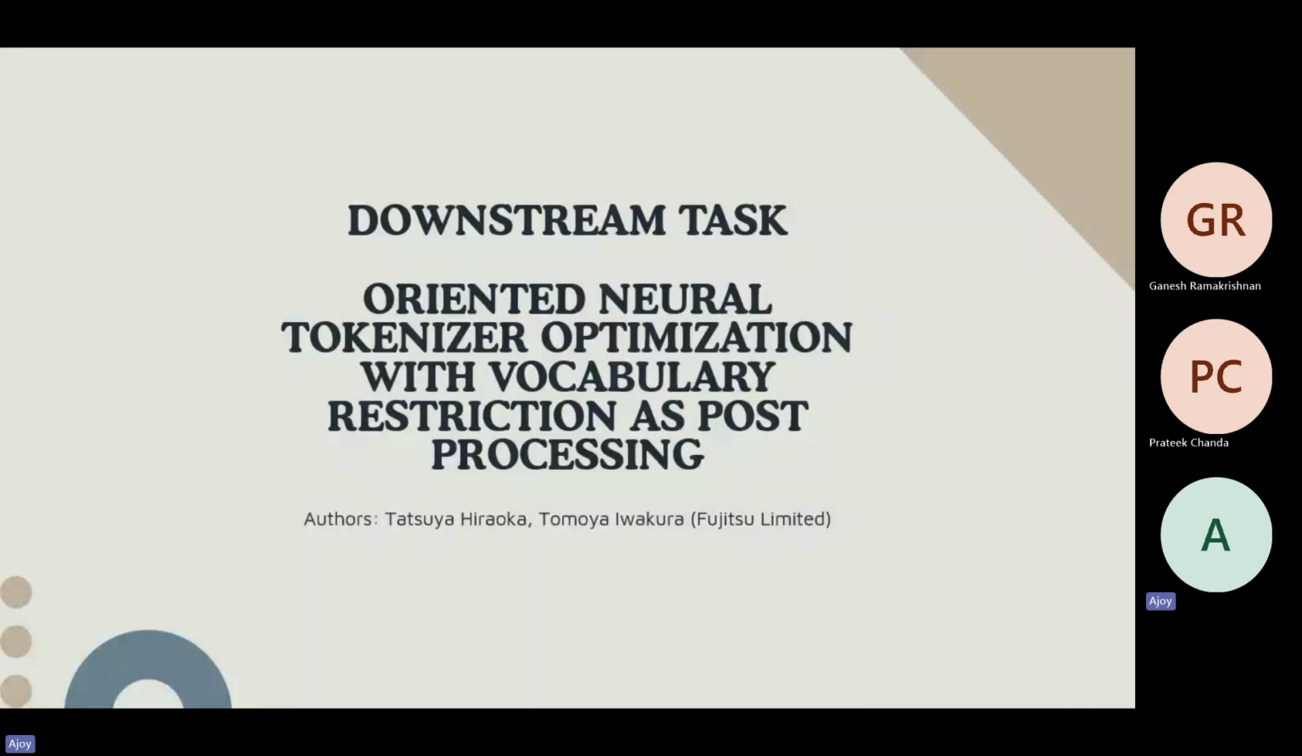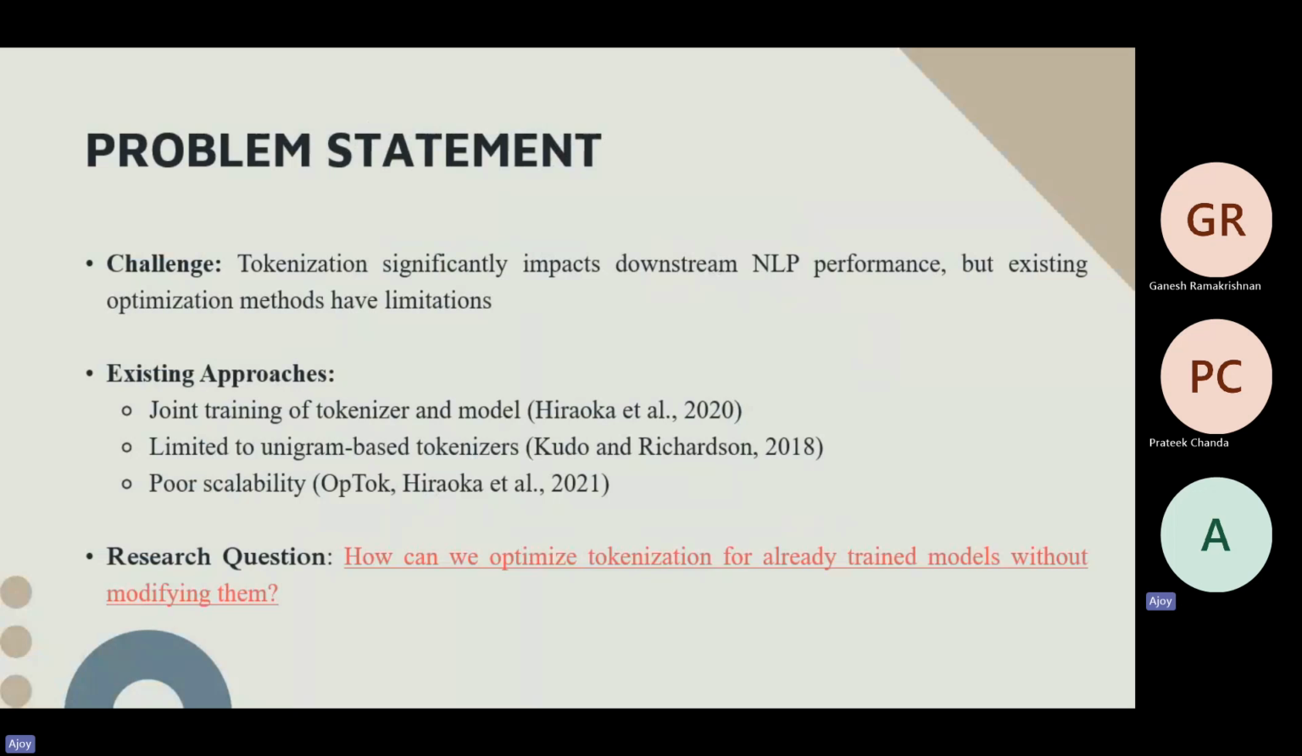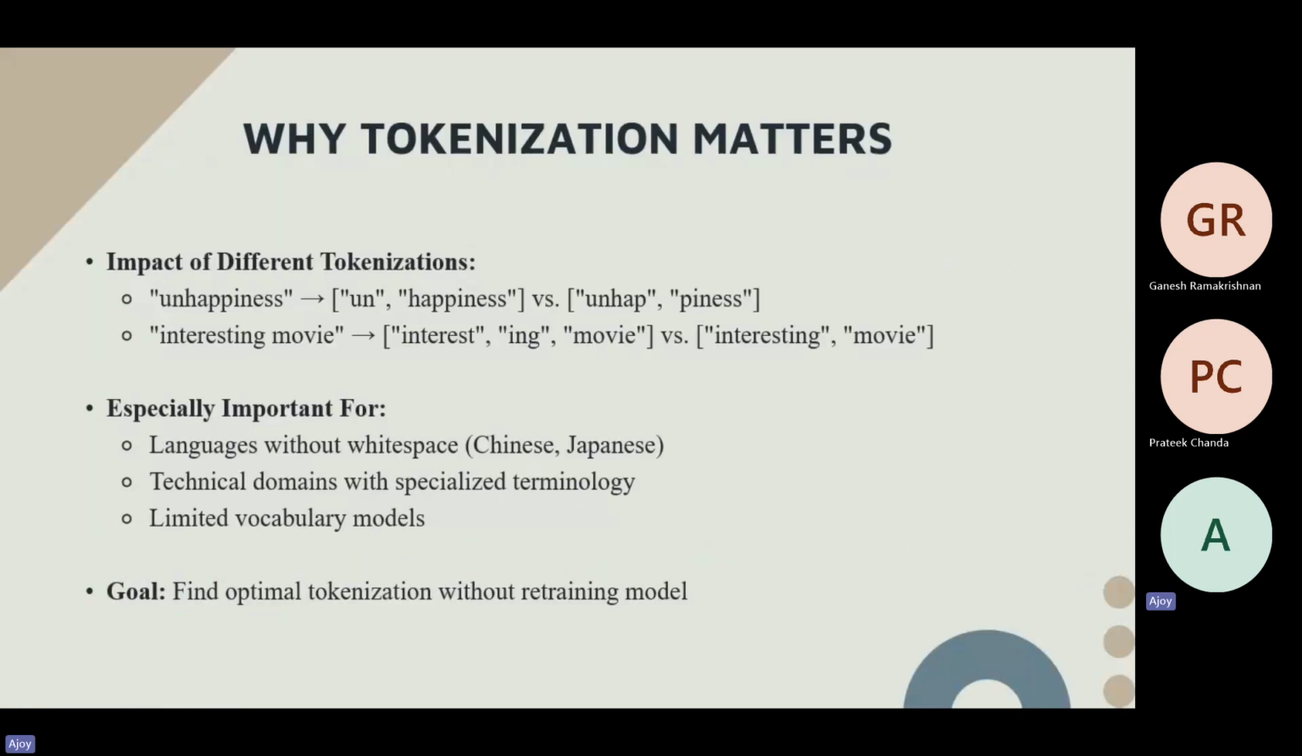So, I will be presenting the downstream task-oriented neural tokenization as post-processing with vocabulary restriction. This paper mostly addresses a critical challenge: the optimization of tokenization of an already trained model without even modifying it.